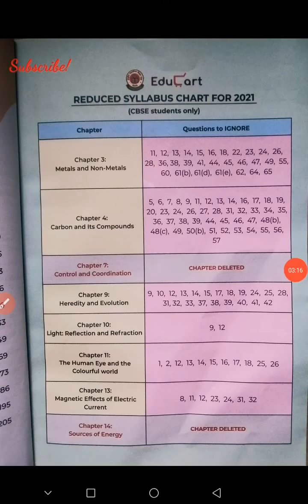So for the overall format and the question levels, I would give it a 4 on 5. The only point is that it doesn't contain much HOT or higher order thinking skill questions which are often asked in the 10th board examinations. So that is one of the bad things.